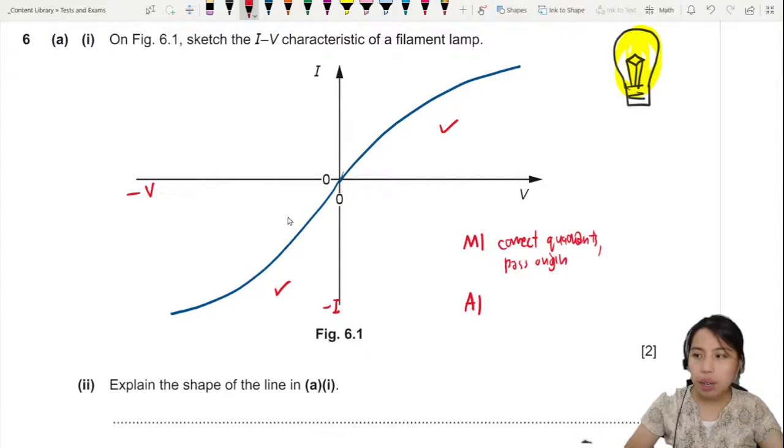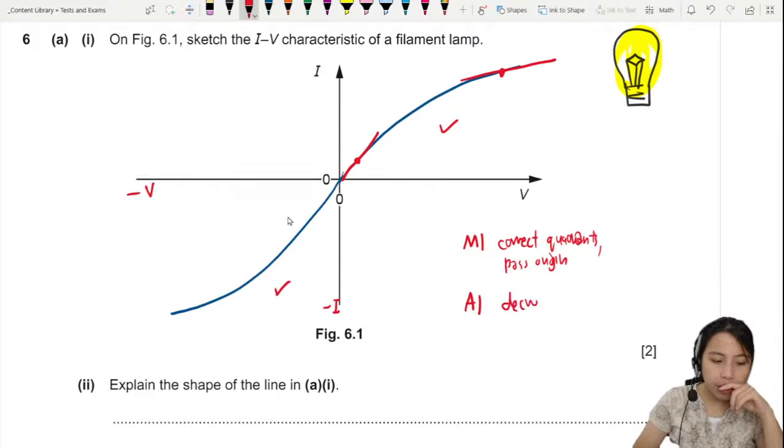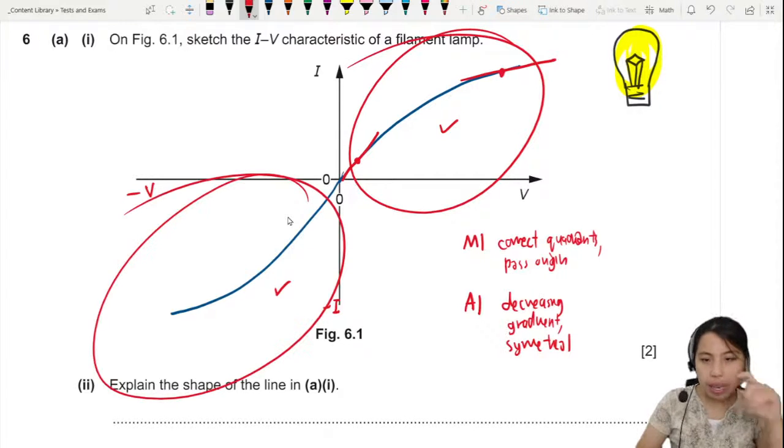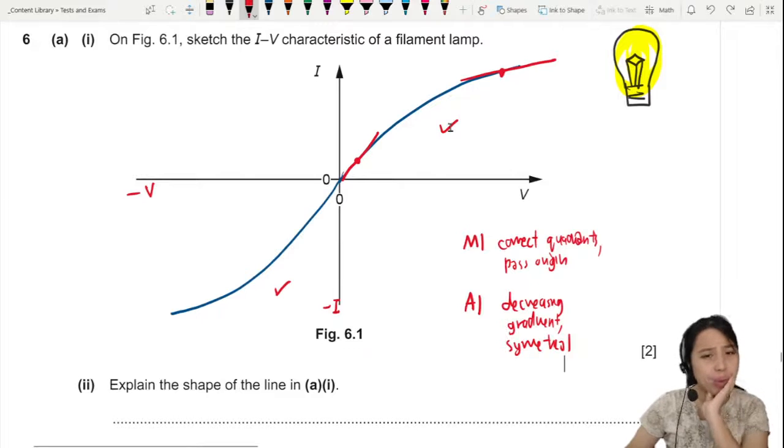Secondly, look out for the gradient, it should be the correct gradient. It should start off pretty steep. Then the gradient should eventually decrease. See, the slope is getting more flat. It's this way, flat. So that's for decreasing gradient. And the graph must be symmetrical for the right side and the left side as well. Try to draw the best you can to this kind of shape.